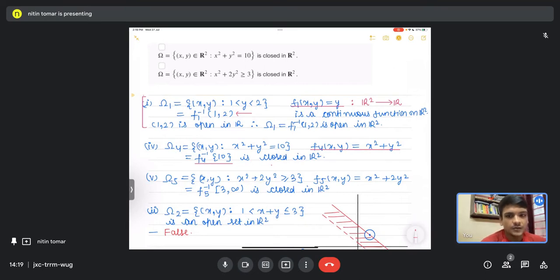And the same logic goes for the fifth part also, where now you have to choose your function x square plus 2y square. Then omega 5 can be written as the inverse image of the closed interval [3, infinity) under this map. So it will be closed.